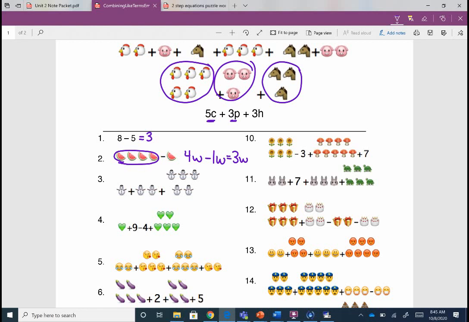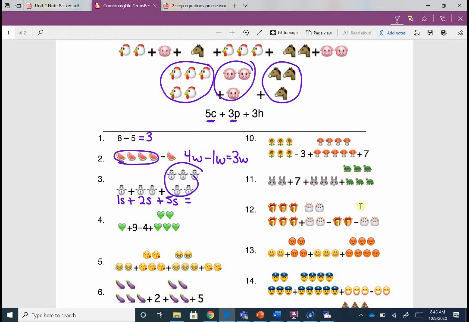So if I have my snowmen, I have 1 snowman plus 2 snowmen plus, and this is a big group of 5. How many snowmen do I have in total? I have 8, and we want to put the S for the snowman.